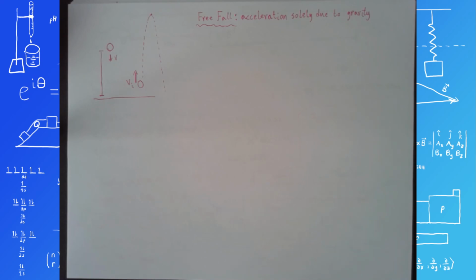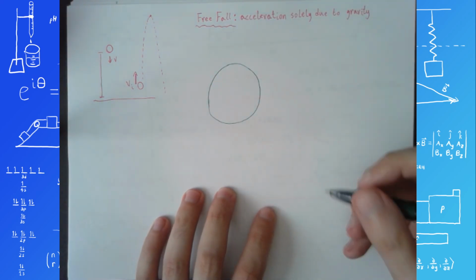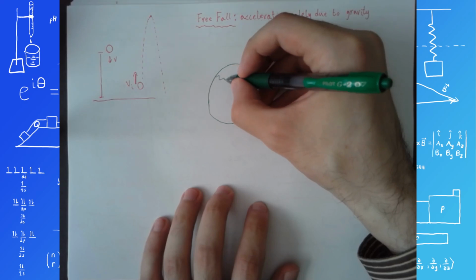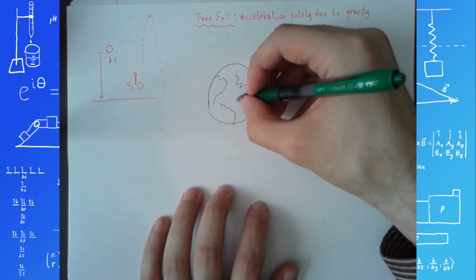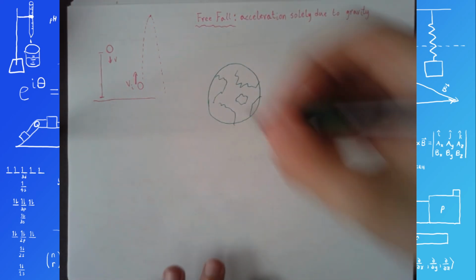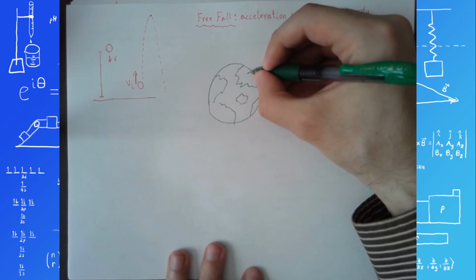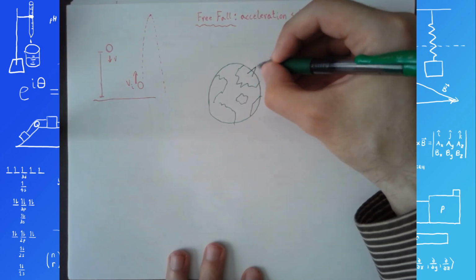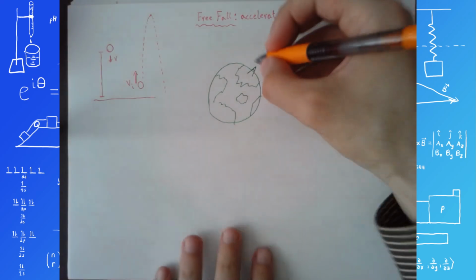Anyway, so an object is in free fall if its acceleration is solely due to gravity. And the acceleration due to gravity is technically variable. So if this is the Earth and I'm just going to draw some random shaped continents, not the most accurate representation of Earth, but we'll go with it. So if this is Earth, and, you know, I'm standing somewhere on the surface, it depends on whether, for example, I'm standing at the top of Mount Everest. Let's pretend this is Mount Everest over here. And let me draw this person in a different color.